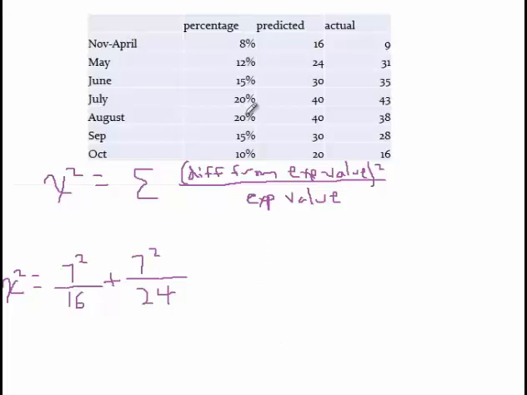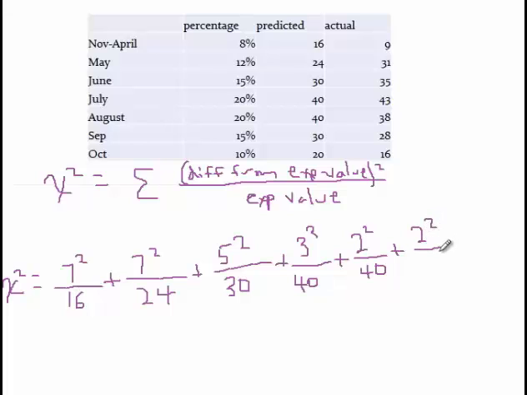The third one, we've got June, where the predicted is 30 and the actual is 35. So 35 minus 30 is 5, squared, divided by 30. You can do this all on a calculator, by the way, in one step, or Excel or something like that, but we'll do it out just to illustrate how it's done. The fourth one is July, which is 43 minus 40, which is 3 squared, divided by the predicted value, which is 40, plus August, 40 minus 38, 2 squared, divided by the expected value, which also was 40. September, which was 30 minus 28, also 2 squared, divided by 30, the predicted value. And then we had October, where the difference between the predicted and actual was 4. So that's 4 squared divided by 20, because 20 was the predicted value.